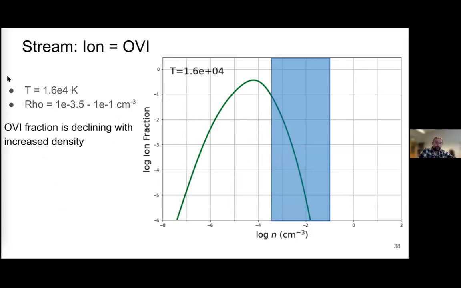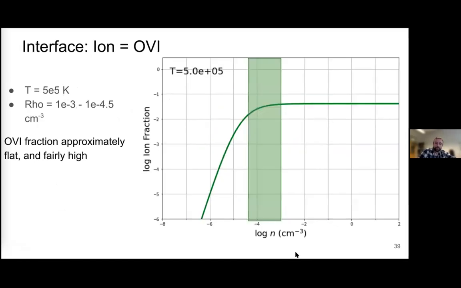So for example, for our stream, the ion is oxygen 6. Our temperature is this, the temperature of the stream, and the densities of the stream vary from roughly here on the inner part of the halo to out here on the outer part. And so in this region, oxygen 6 is basically just a declining fraction with increasing density. So this is just a power law, more or less.